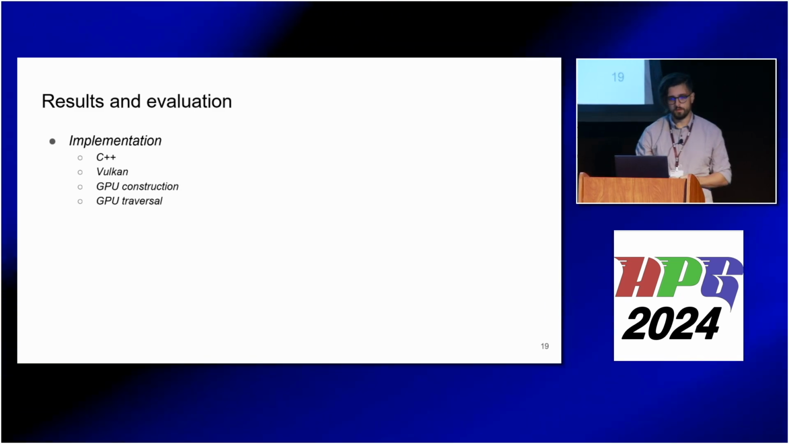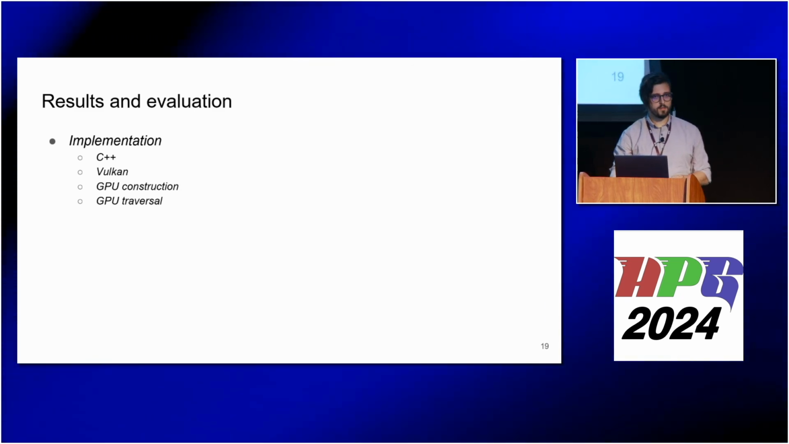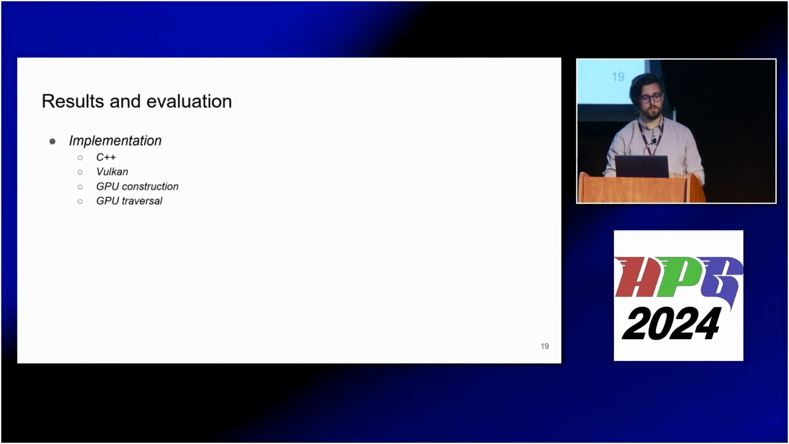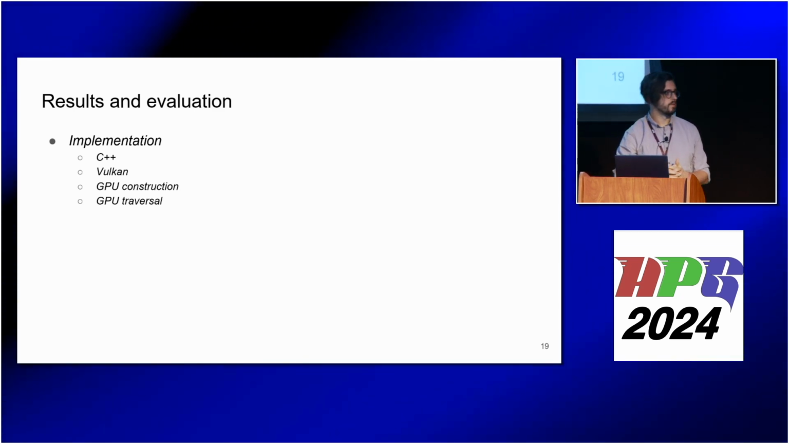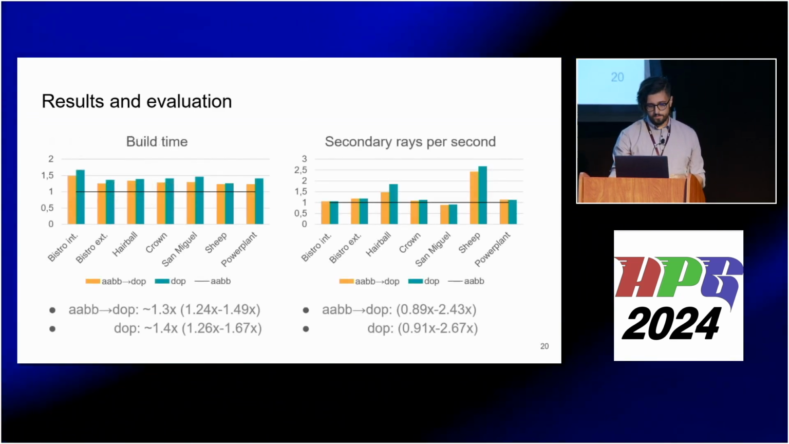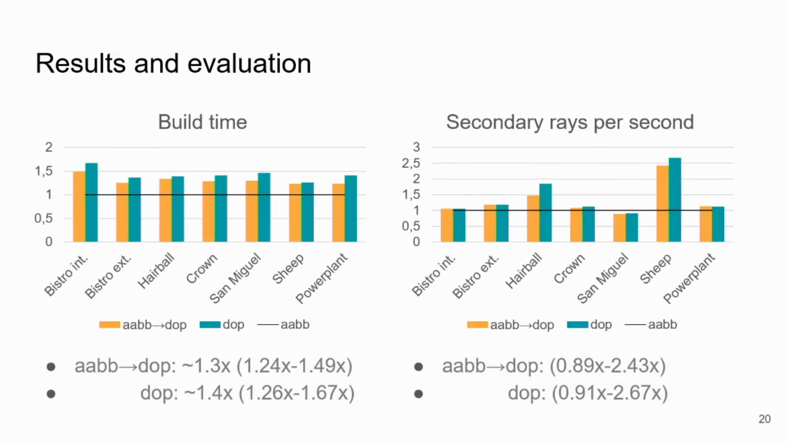Now let's take a look at some results. We implemented our ideas in a C++ framework with Vulkan, with both BVH construction and traversal on a GPU. So here is the comparison of our first two methods. The orange one is the transformation of an existing AABB hierarchy to a k-DOP hierarchy, and the teal, or cyan, one is the construction of a k-DOP hierarchy from scratch.